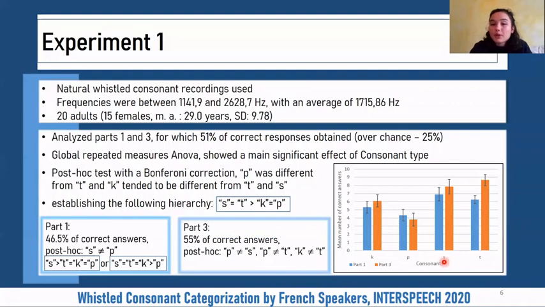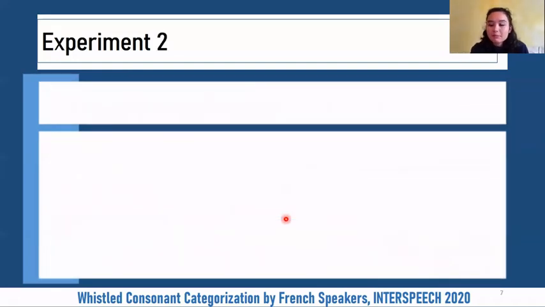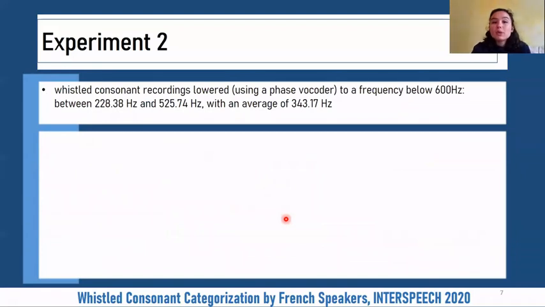However, in part 3, where 55% of correct answers were obtained, the post hoc test shows that P is different from S, that P is different from K, and that K is different from T, which underlines the same hierarchy we found overall. In experiment 2, we used whistled consonant recordings that were lowered using a phase vocoder.